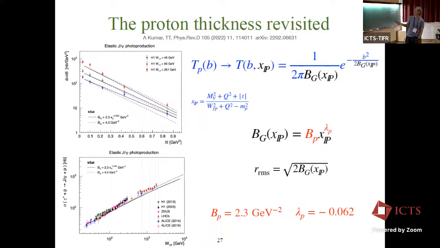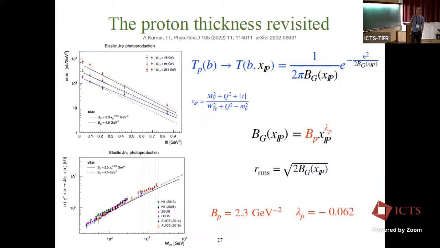So we can turn Tp of b into T of b and x. We can add an x dependence of the proton thickness so that the x and impact parameter don't factorize anymore in the dipole cross-section. And one way to do it is just to let the size of the proton vary with x. This would be one simple parameterization to do that.